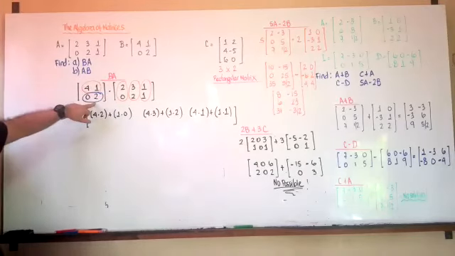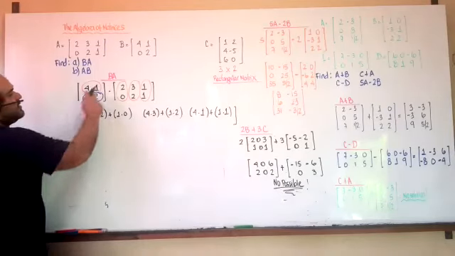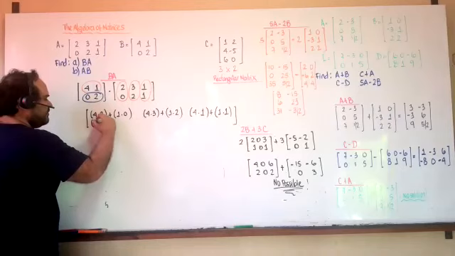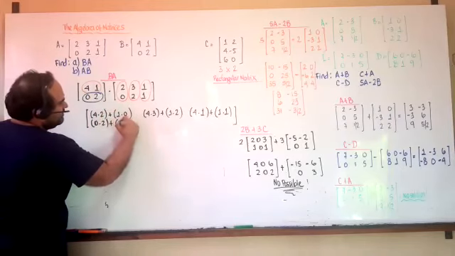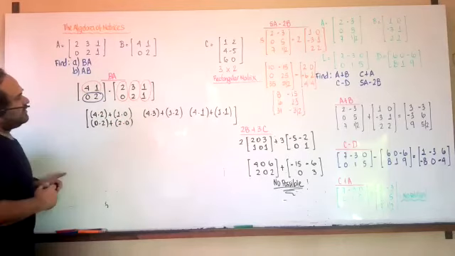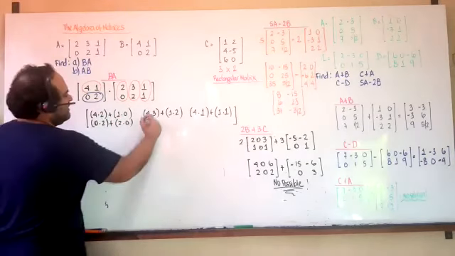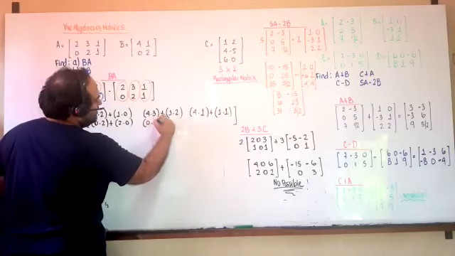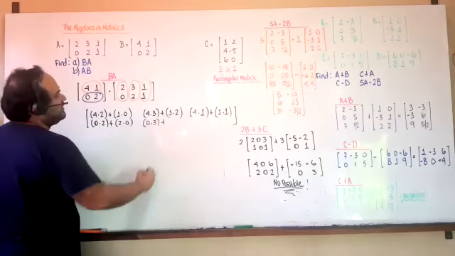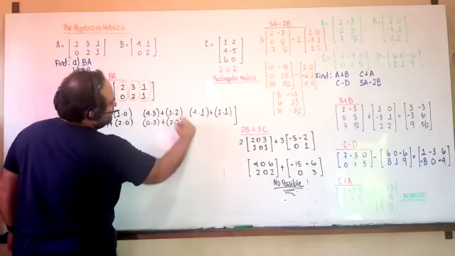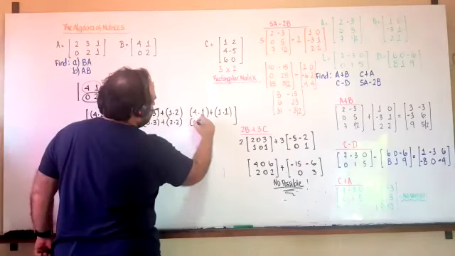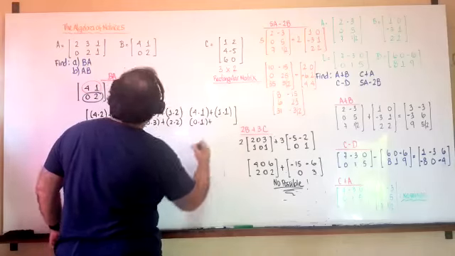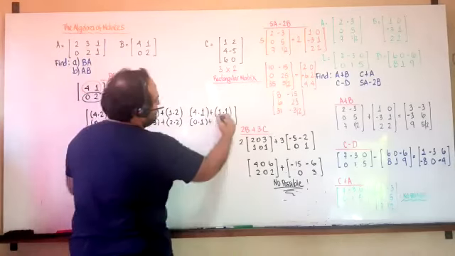And what happened with the second row? Over here, we're going to repeat the process. 0 times 2 plus 2 times 0. Another one, 0 times 3 plus 2 times 2. And the last one, 0 times 1 plus 2 times 1.